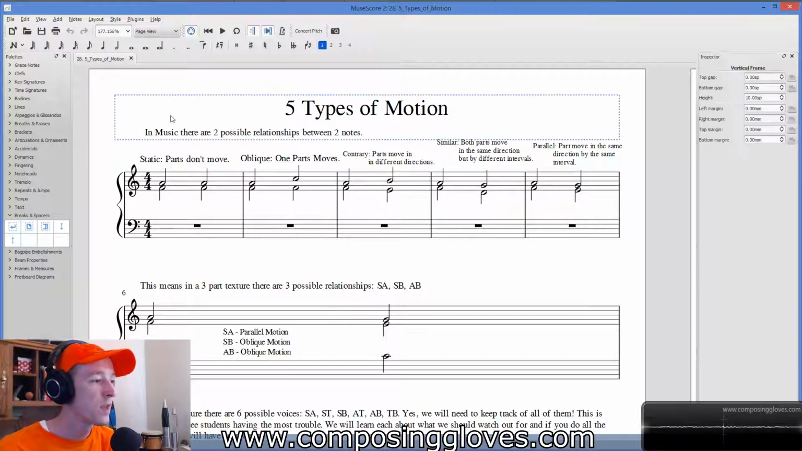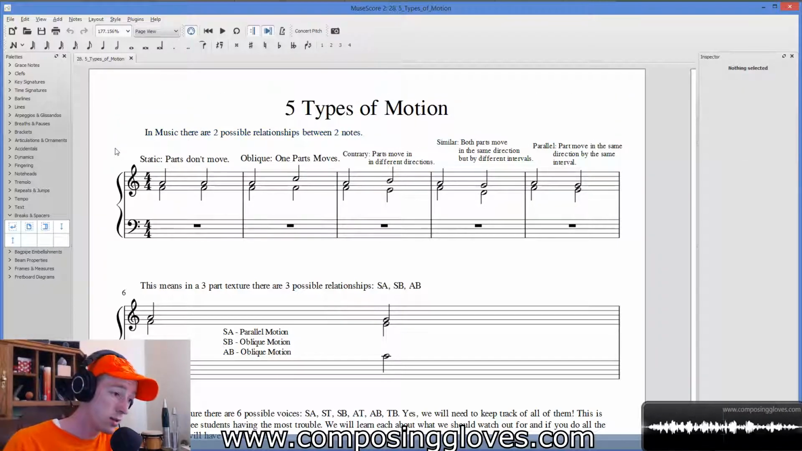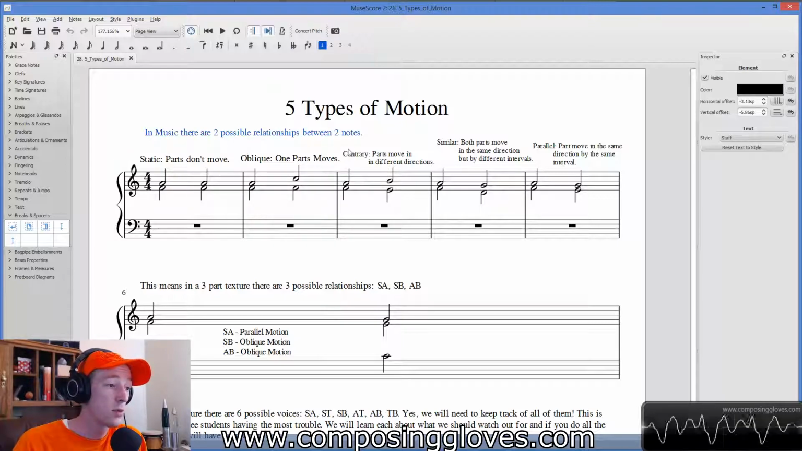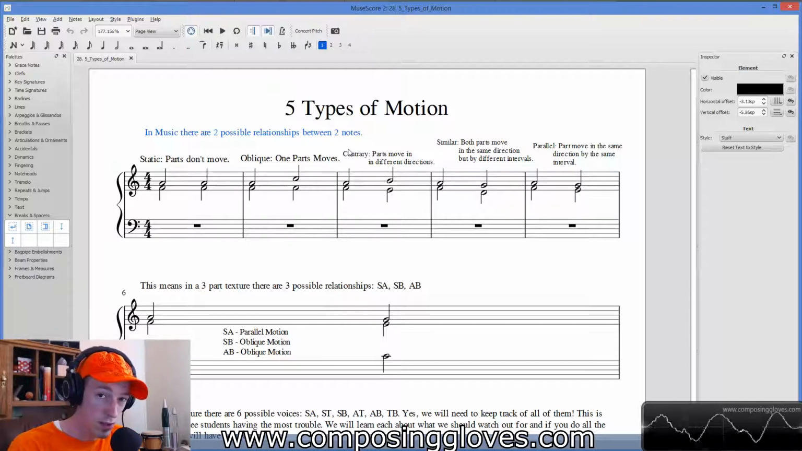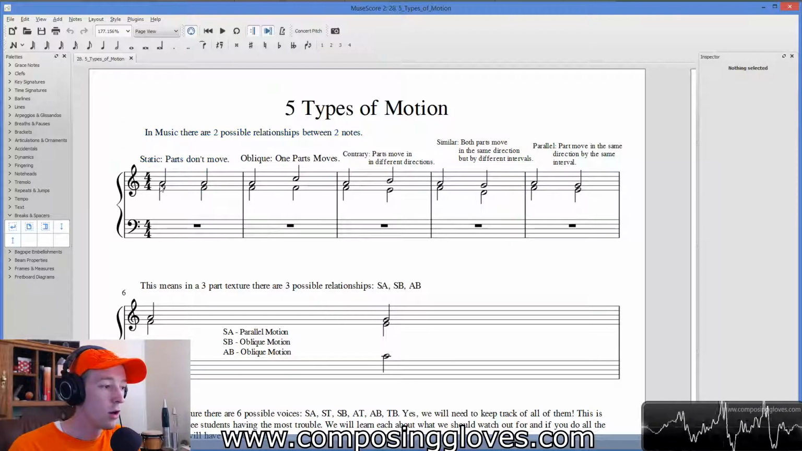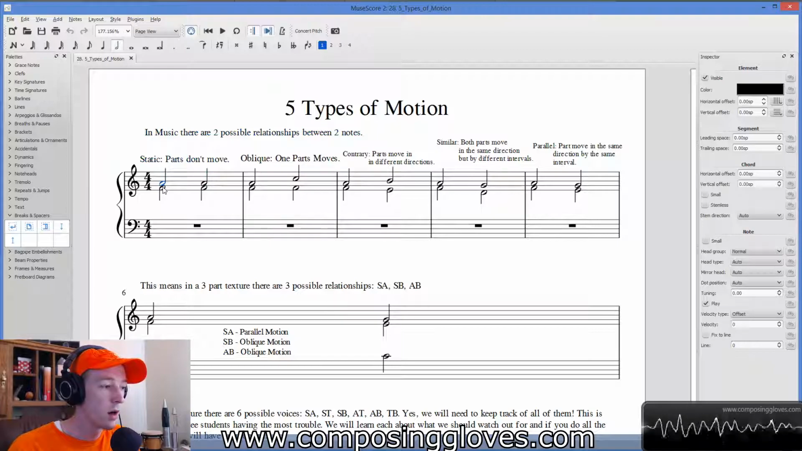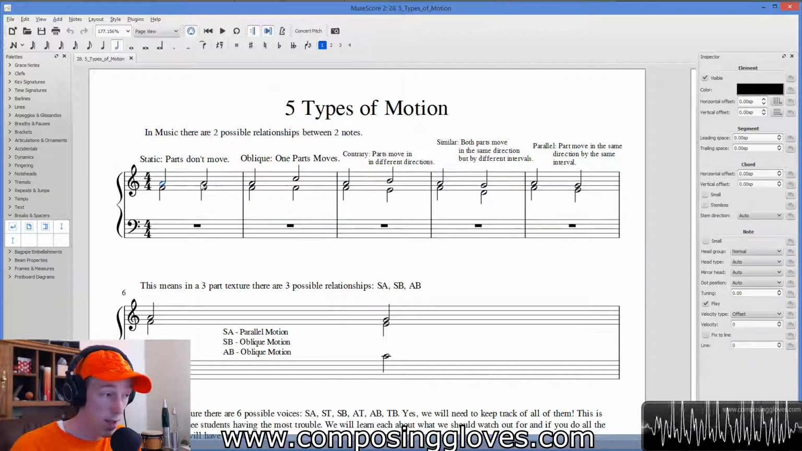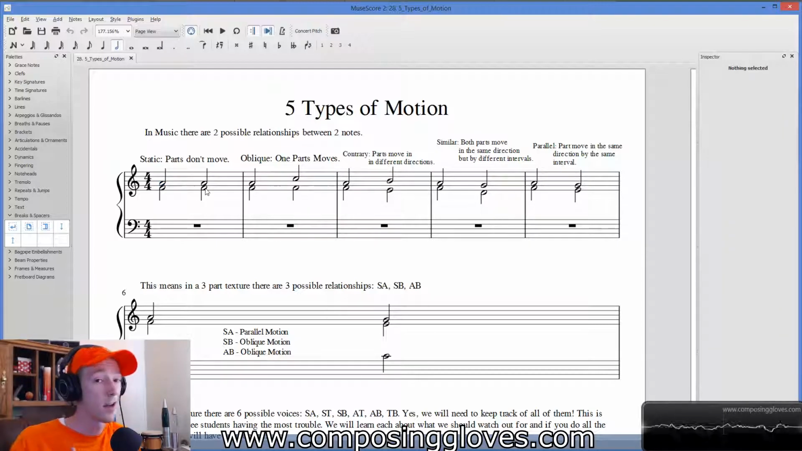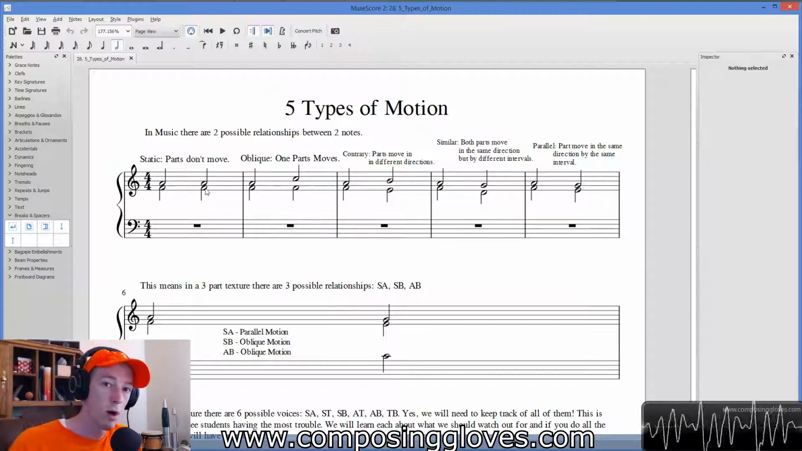So we say in music, okay, we're going to start writing parts, and we've talked about what that means. But in music, there are 5 possible relationships between 2 notes. So if we only write down 2 notes, there are 5 ways these notes can interact. One is static, meaning our notes don't move. Here we have a soprano and an alto, and the notes stay the same. They don't change. We like static movement. It gives us some advantages in part writing.